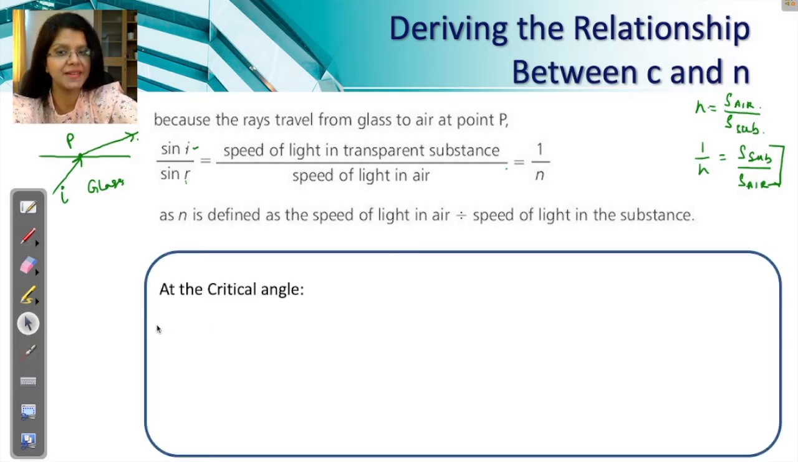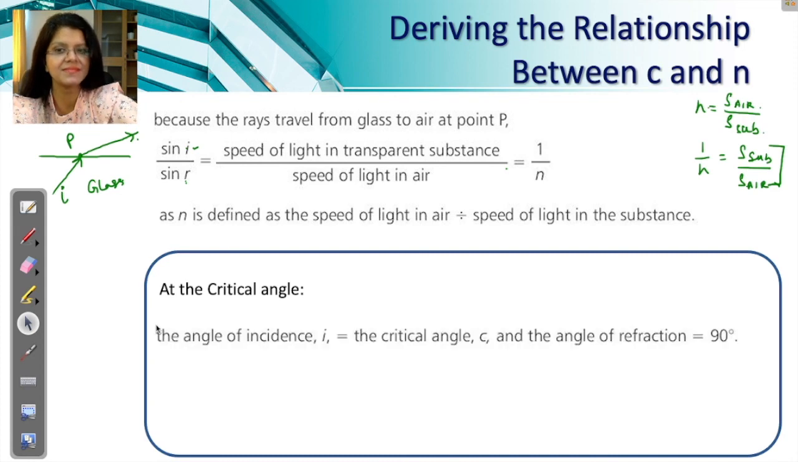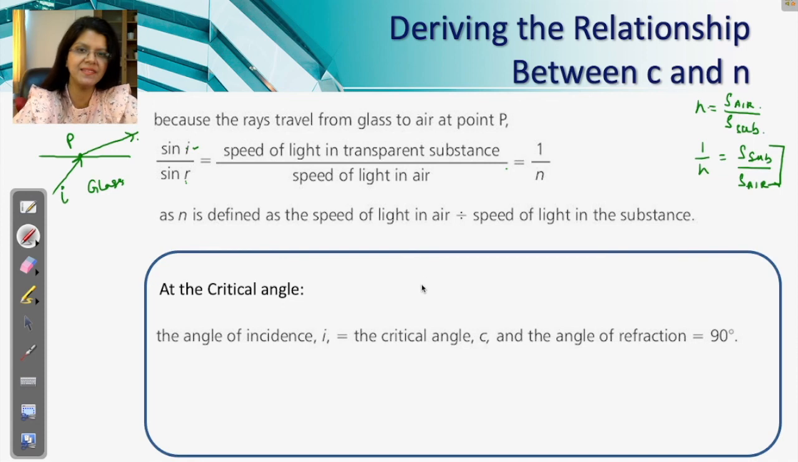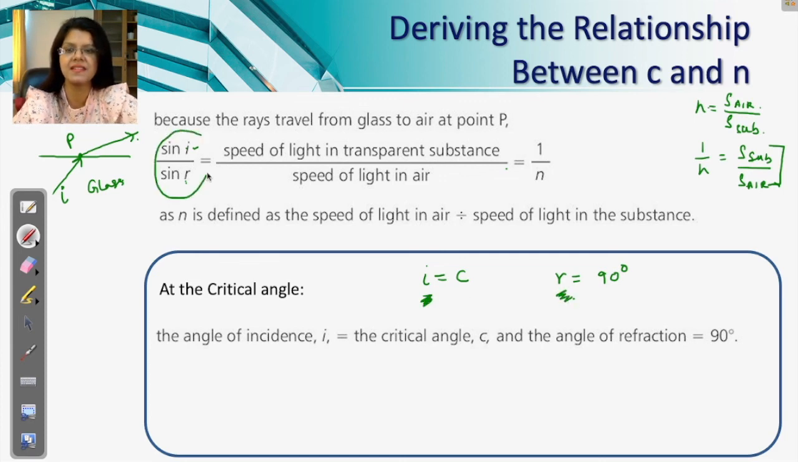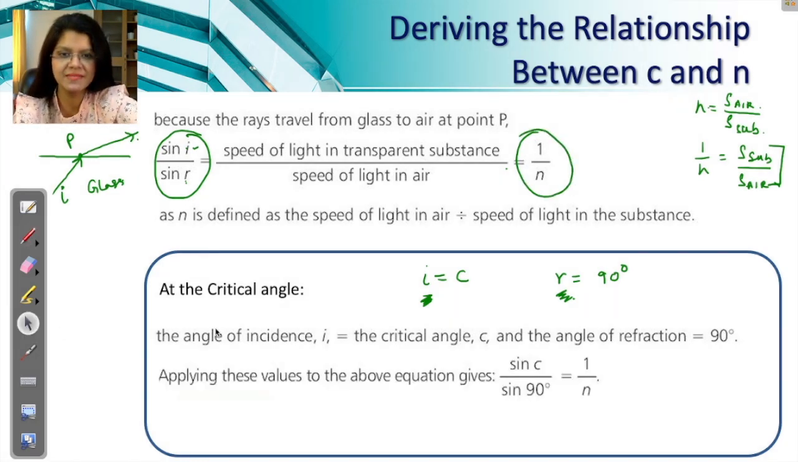But at the critical angle, what happens? The angle of incidence is equal to the critical angle and the angle of refraction is 90 degrees. So I becomes C and R becomes 90 degrees. So let us substitute these values in this equation. What do you get? Sin C over sin 90 is equal to 1 over N.